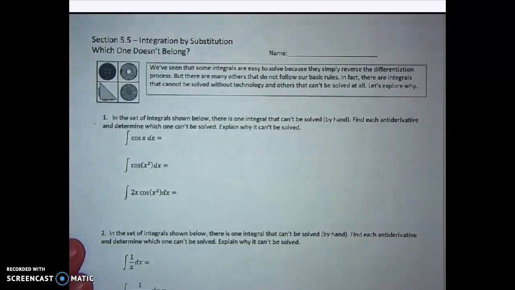Section 5.5, Integration by Substitution. We are going to spend probably 3 days on this, not because it's necessarily so hard, but because it is so important. And it can be kind of tricky sometimes to recognize what you are going to use for your substitution. But what does all this mean?